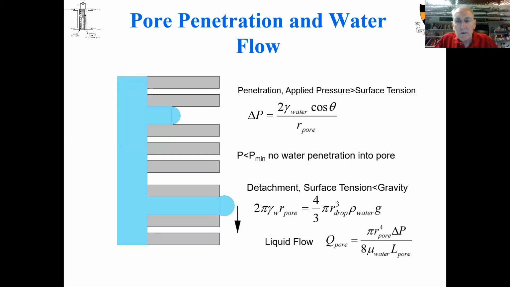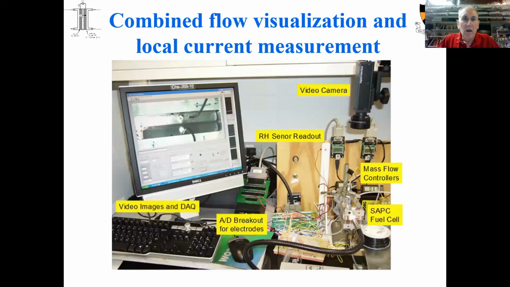And pore sizes will determine how effectively you can get your reactants to the catalyst and how effectively you can get the water out of the material. We set up our flow channel device with this porous material in there, and we made it so we could visualize what was going on in the middle of the channel.